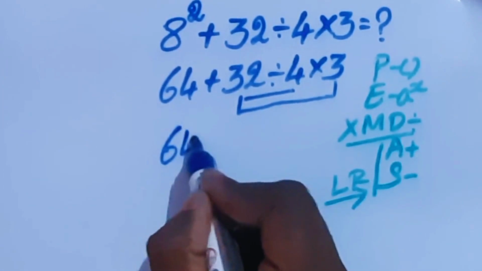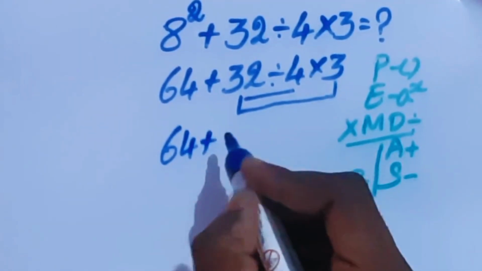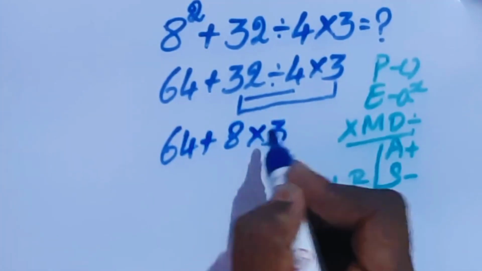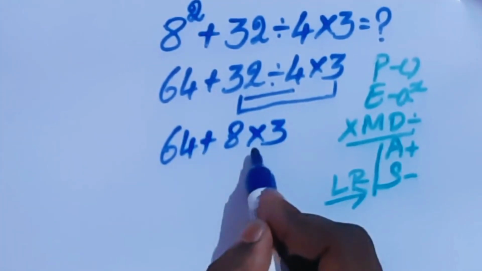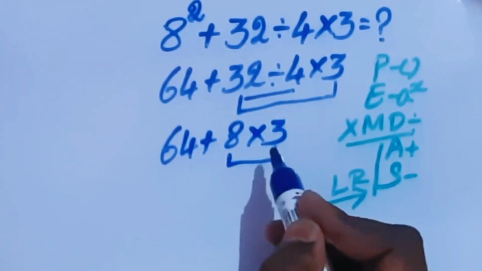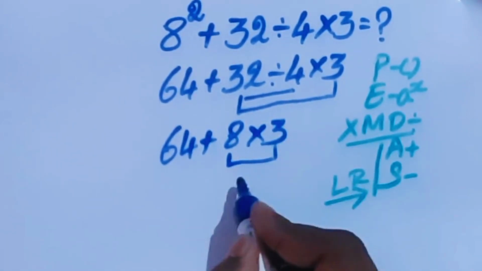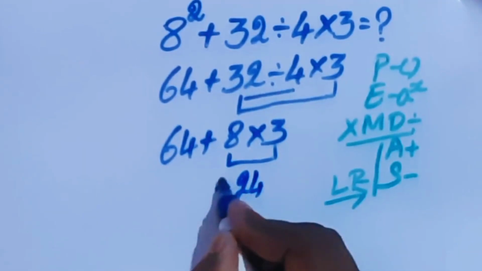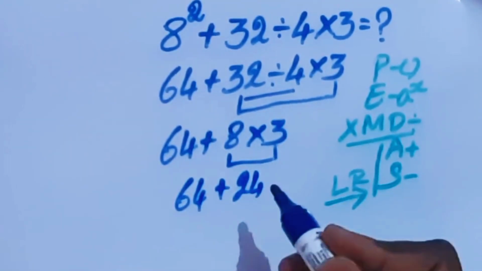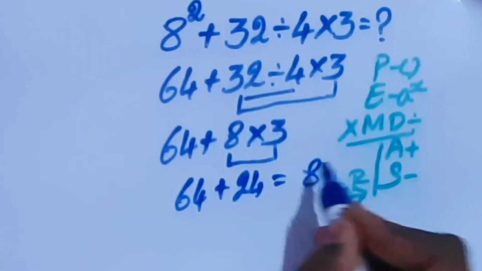So 64 plus this is 8 times 3. We have addition and multiplication. Multiplication is again higher priority than this addition. So we have to do this 8 times 3. So 24 plus this 64. Now 64 plus 24 is 88.